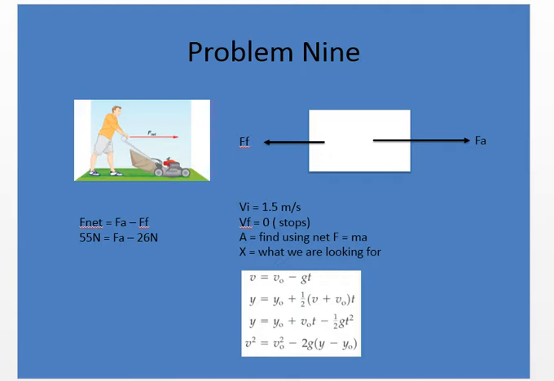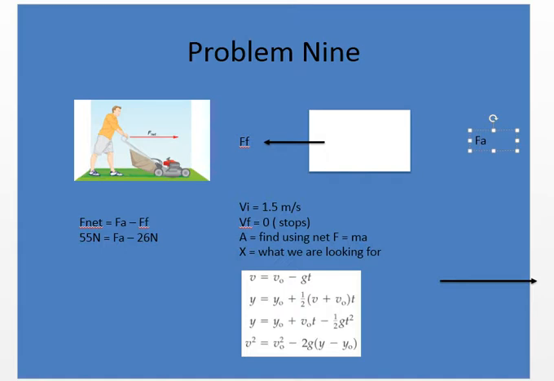So what is the net force? If I remove this force and I just give it a push and let go of it, eventually it's going to come to a stop. So the only force that's acting on it is the friction force. So the net force would be 26 newtons, and that's going to cause it to slow down.